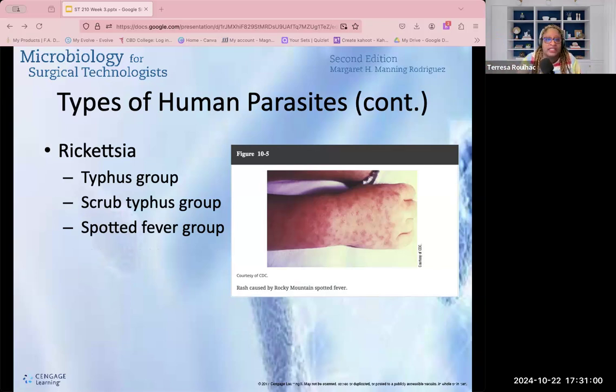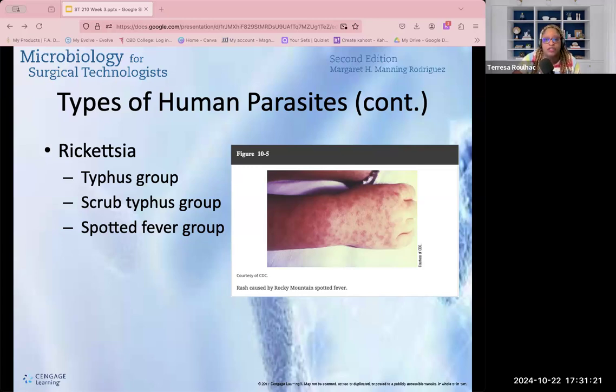We look at rickettsia. These are a group of bacteria that are obligate intracellular parasites, meaning that they have to live inside host cells. That's all that means. They have to live within. They're often transmitted by arthropod vectors like ticks, fleas, and mites.